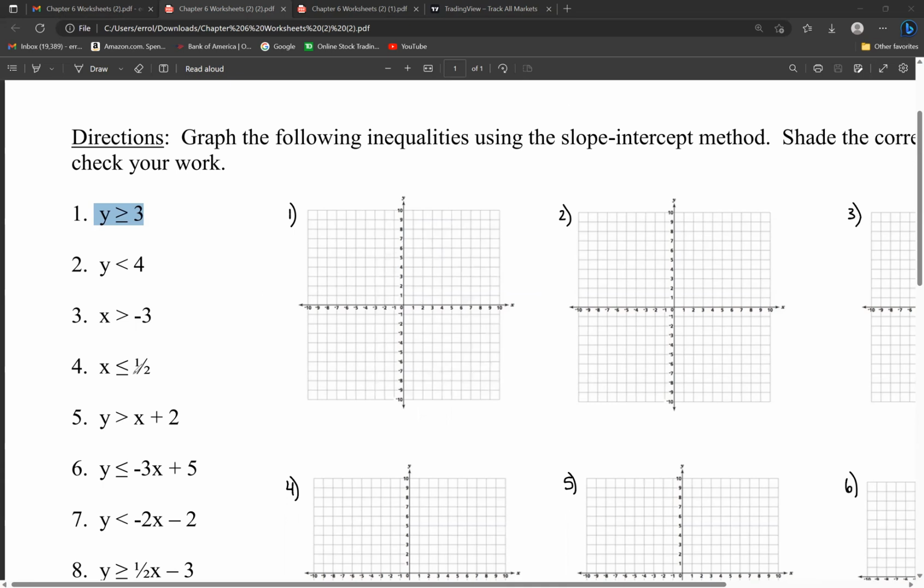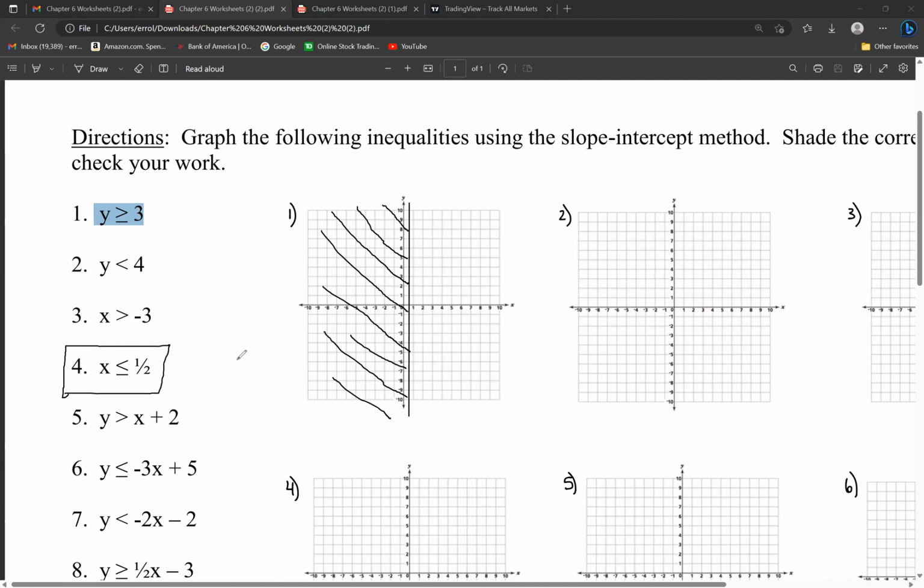What about 4? X is less than or equal to half. Vertical line at x equals half, which is right there. Okay, to the right of that line or to the left of that line? Less than or equal, to the left of that line. Now, does it include that line or does it exclude that line?